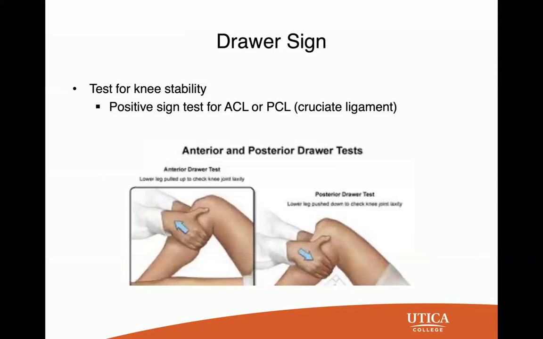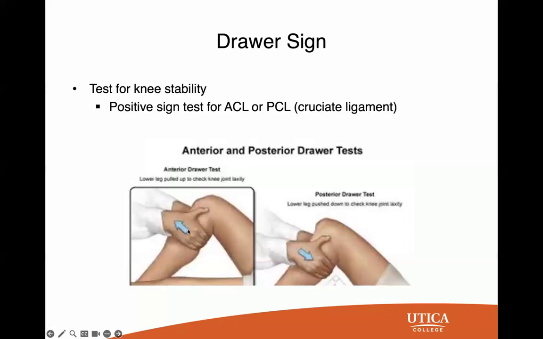Drawer sign, so this is to look for ACL or PCL injury, which are your ligaments, right? Anterior cruciate ligament, posterior cruciate ligament. So again, think of the ligaments as structures that help support and stabilize the various joints. These are tests you can do to see if there's any instability of these ligaments. So again, it can be helpful to think about your anatomy here, right? Your ACL is the anterior. If we remember our medical terminology, the anterior is the front part of your body, posterior is the back part of your body. And you can see what we're doing here, right?